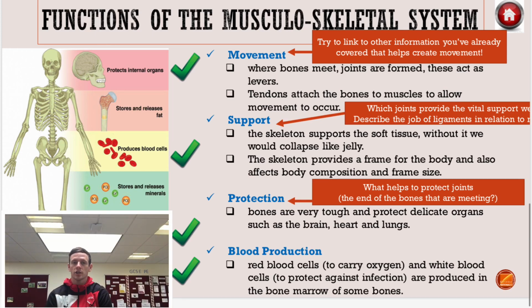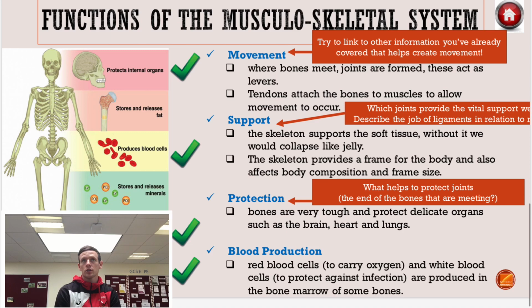Thirdly, protection. Protection is the third function of the musculoskeletal system. Bones are very tough and they protect delicate organs such as the brain, heart and lungs. Can you describe which bones in particular, which parts of the skeleton, actually help to protect those vital organs?